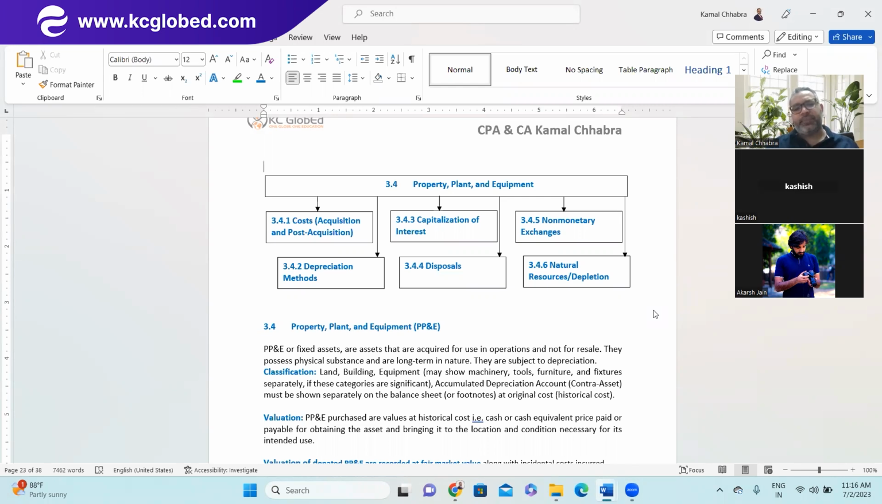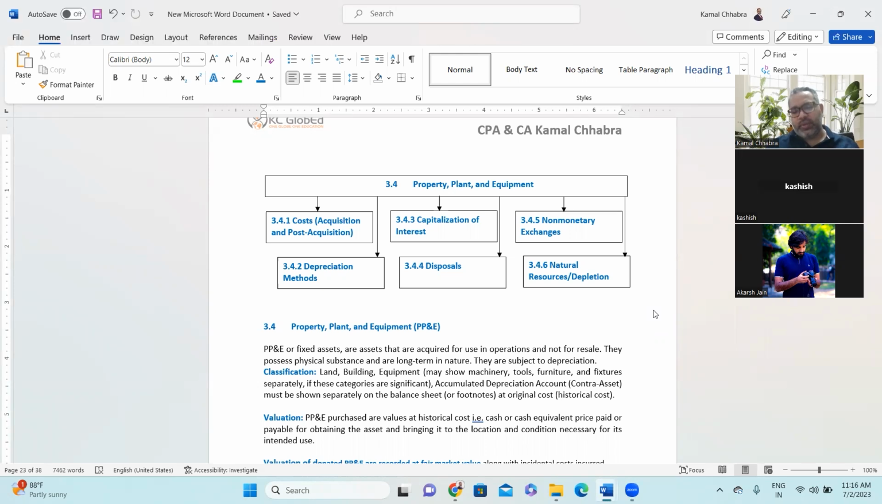So we'll be discussing what all things come under the cost, what is acquisition cost, what all categories of expenses come under the acquisition cost, or are considered capital nature expenditure. And more importantly, what expenditures are not considered capital nature expenditure, so that we will not consider them for the valuation or calculation of the property, plant and equipment.